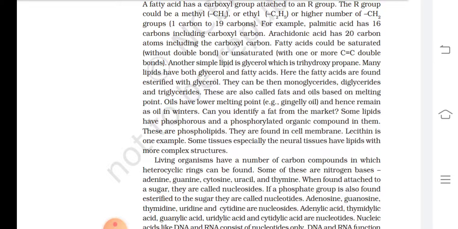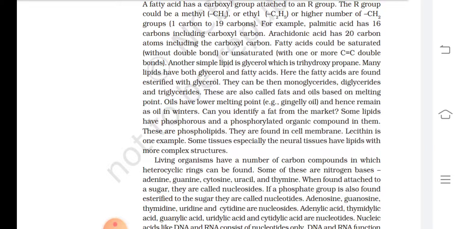These are also called fats and oils based on melting point. Oils have a lower melting point, for example gingerly oil, and hence remain as oil in winter. Can you identify a fat from the market? Some lipids have phosphorus and a phosphorylated organic compound in them.